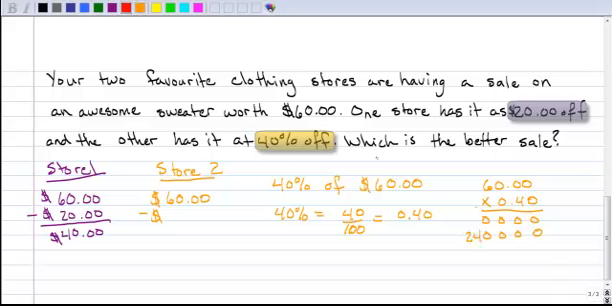But where do we stand with our decimal? Well, again, we have 1, 2, 3, 4 numbers to the right side of that decimal point there. So our decimal point, which would normally be here, we move 1, 2, 3, 4 spots. And what number are we left with? $24. That's how much you're going to save with the 40% off.